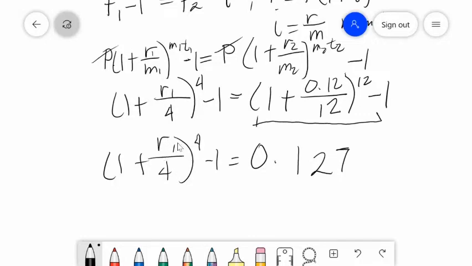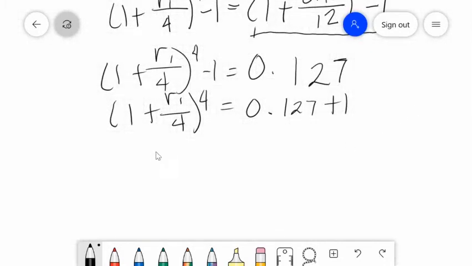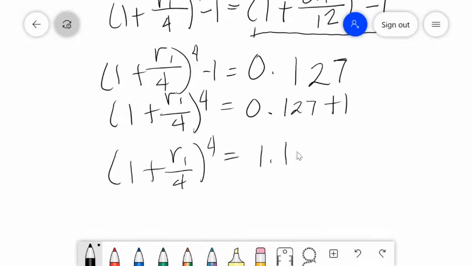And solving for R1. Minus 1 on both sides. So 1 plus R1 over 4 raised to 4 is equal to 0.127 plus 1. So it will become 1 plus R1 over 4 raised to 4 is equal to 1.127.